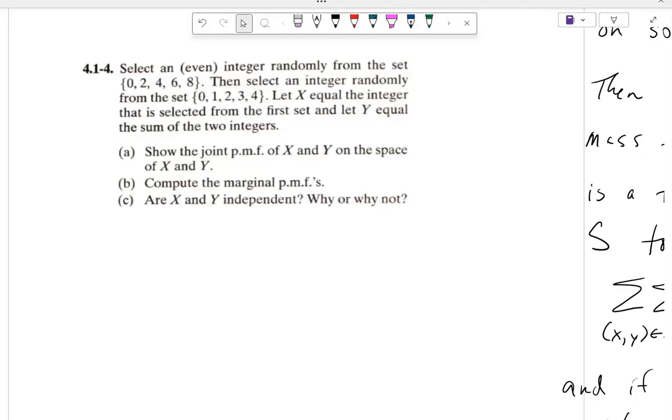Say that again. Name of a what distribution? There isn't a name for this distribution. We're just making it up. We're just making up an example. There is no name to put on it.